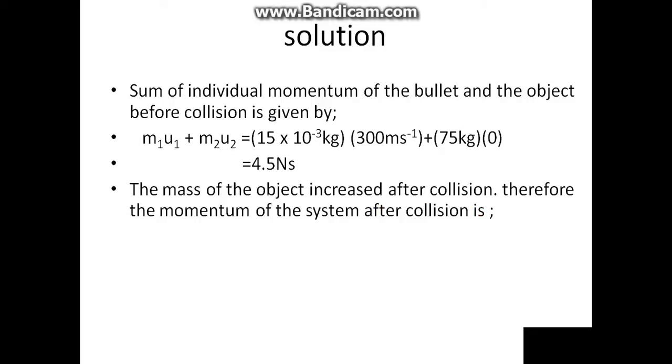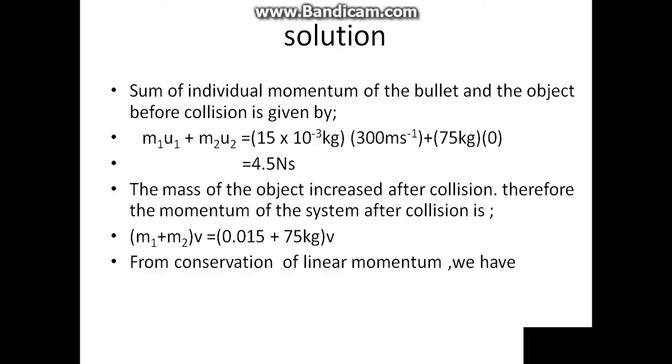The mass of the object increased after collision. Therefore, the momentum of the system after collision is (m1 plus m2)v, which is equal to (0.015 plus 75 kg)v. From conservation of linear momentum, the sum of momentum before collision, 4.5 Newton seconds, is equal to 75.015 kg times v. That is the sum of momentum after the collision. Therefore, making v the subject of the formula, we now have v equals 0.06 meters per second.